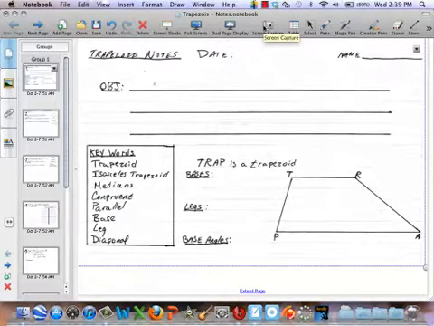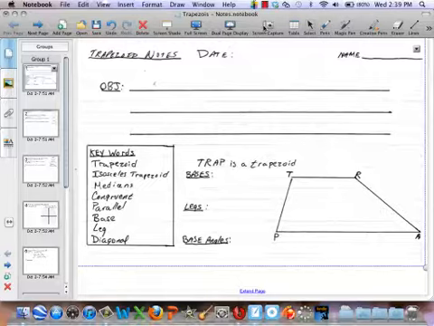So, one of the things from the videos yesterday is that a trapezoid is a quadrilateral, but it's a unique quadrilateral where it only has one pair of parallel sides.